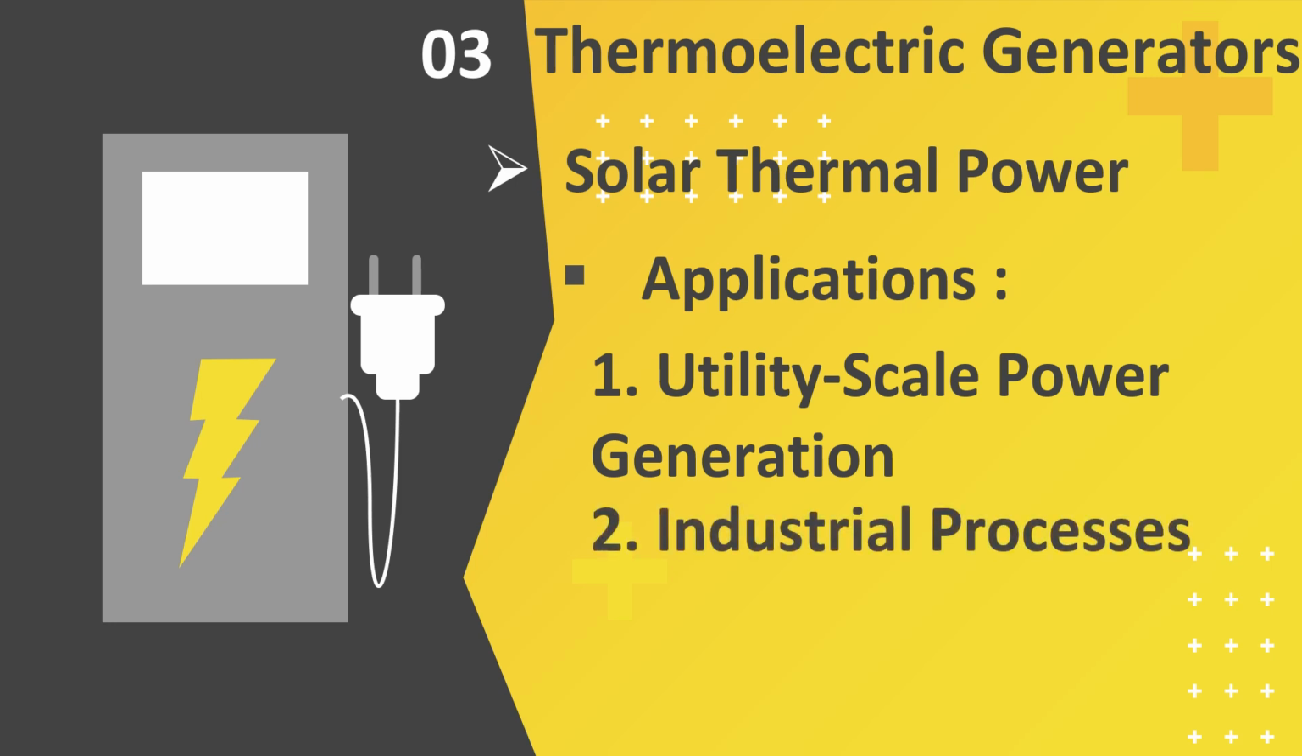2. Industrial processes. Solar thermal energy can be used in industrial processes that require high-temperature heat, such as manufacturing and chemical production. 3. Desalination. Solar thermal power can be utilized for desalination, where the heat is used to evaporate and condense seawater, producing fresh water.